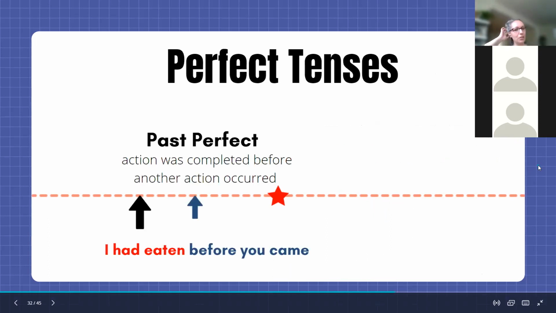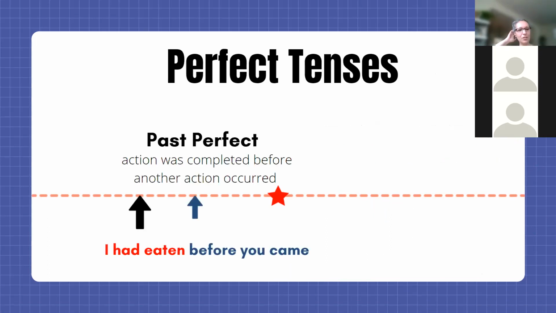All right, now into the perfect tenses, and these are formed with the verb have, and it's a little bit like progressive, but it's not the same implication that the action continues. And the first one is in the past, I had eaten. I had already eaten.